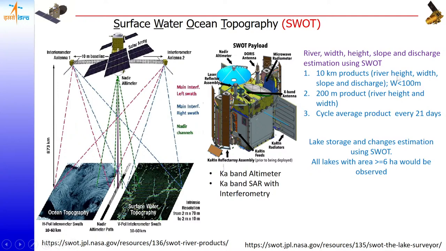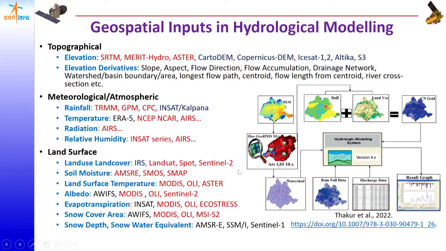where you will get for the first time the river height, width, slope and discharge at every 10 kilometers for all the rivers with widths above 100 meters, and a 200 meter product for river height and width. And lake storage changes also for all the water bodies greater than 6 hectares. So it has this Ka band interferometric SAR, which will give you the swath based water level, and you also have the traditional altimeters.